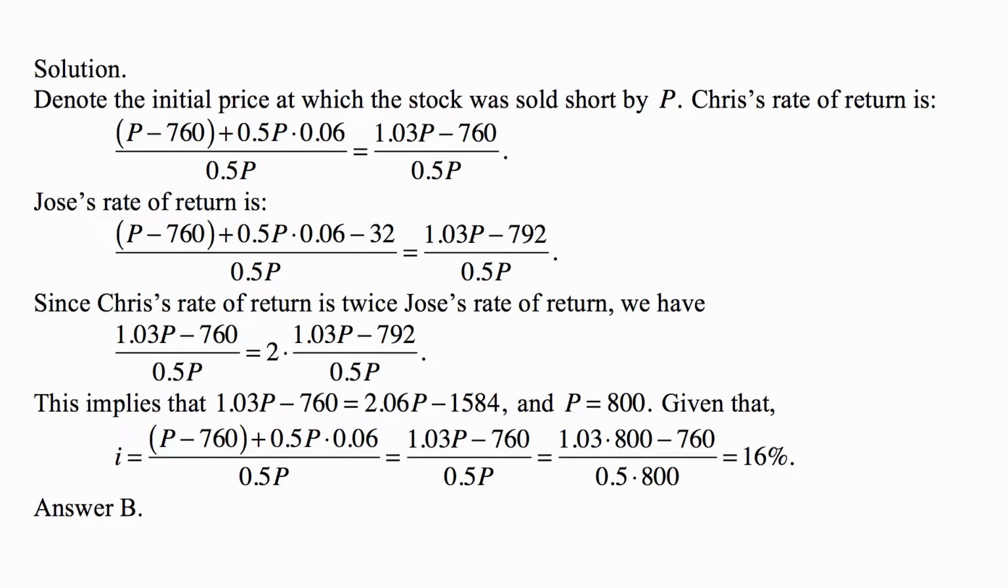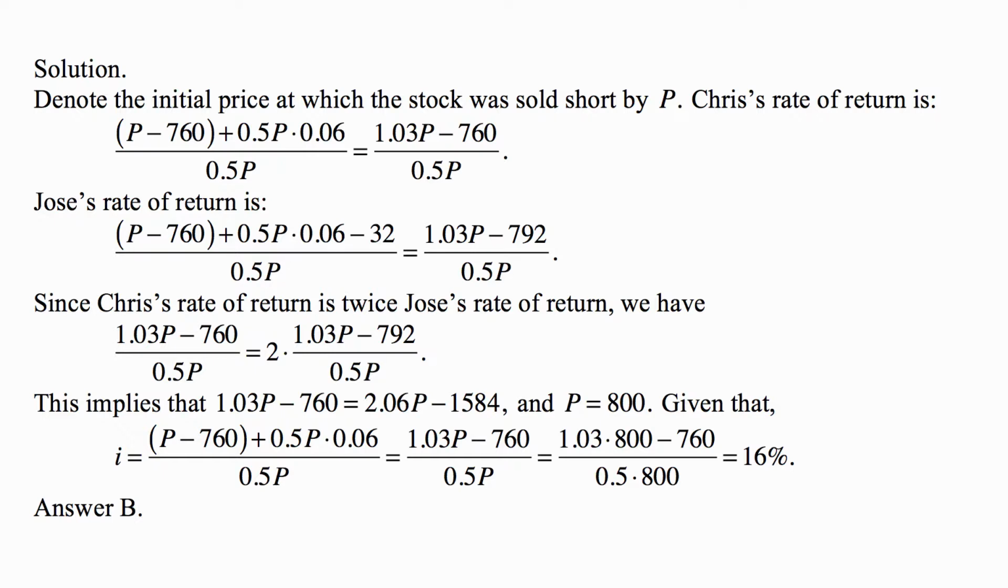Jose's rate of return would be the same, except that his stock pays a dividend, and because he is short the stock, he has to pay that dividend of 32, which is subtracted from the P minus 760 plus 0.5P times 0.06, the rate of return, just like for Chris, but for Jose we also subtract 32 because he had to pay that. And the whole thing is divided by the money that he put down to enter into the trade, which is 0.5P. So this ends up being (1.03P minus 792) over 0.5P.